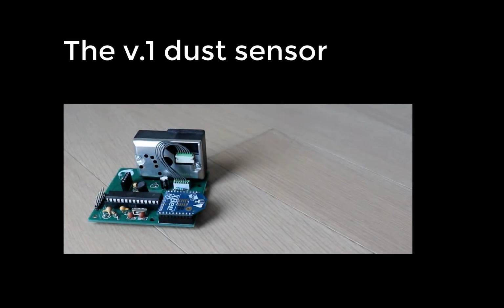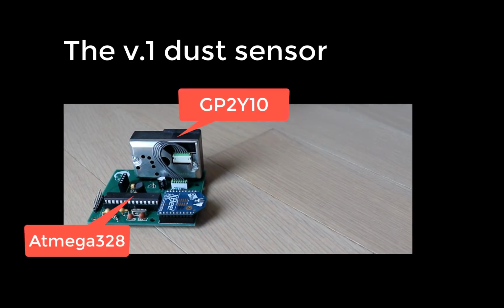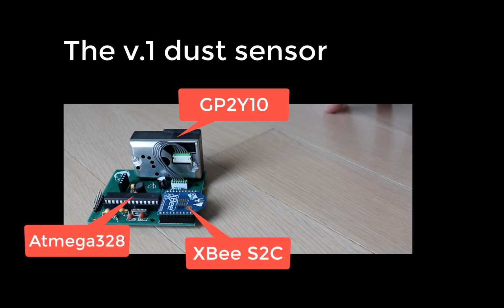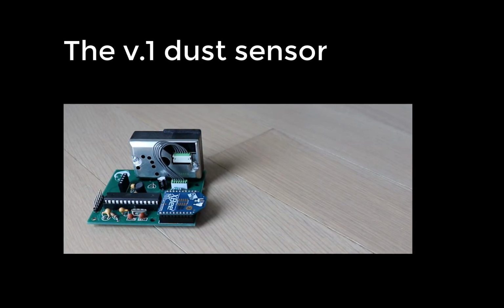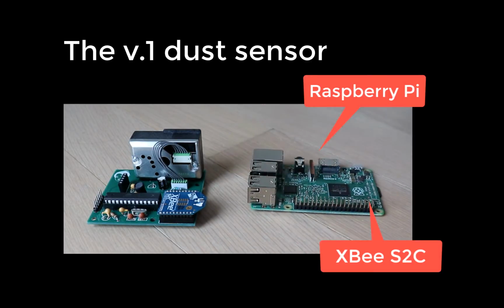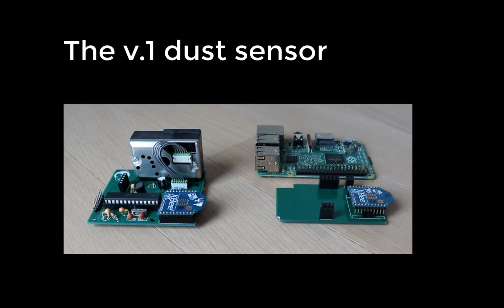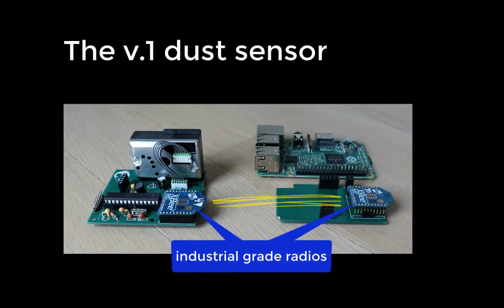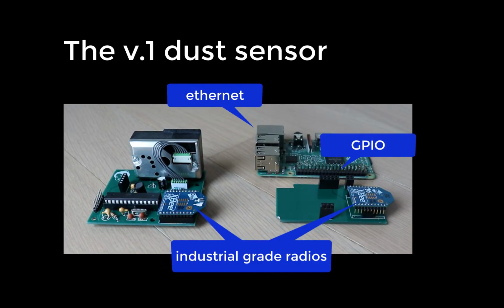Here's the V1 dust sensor that Suhi and I have been working on. It's got a GP2Y1010 dust sensor attached to an ATmega328, which then talks by XBee S2C radio to our gateway. The gateway in all cases is going to be a Raspberry Pi that has an XBee radio attached by way of a custom board we attach to the GPIO ports. So what you've got is two industrial grade radios talking, which are then hard connected to the Raspberry Pi GPIO, which has an Ethernet connection. So this is very reliable. We don't have problems with internet connections or lost packets.